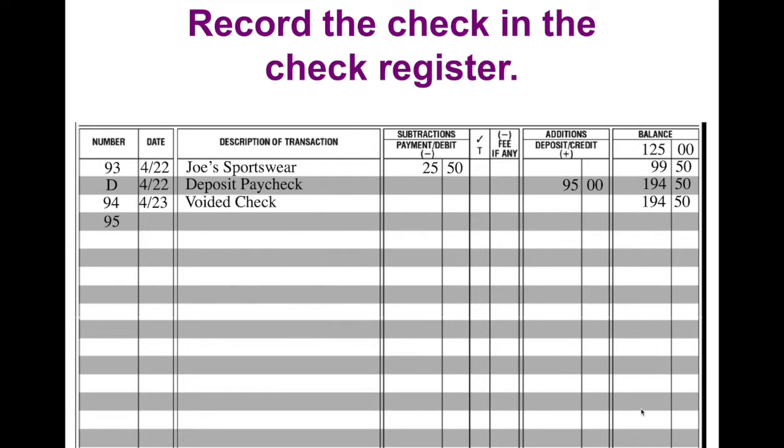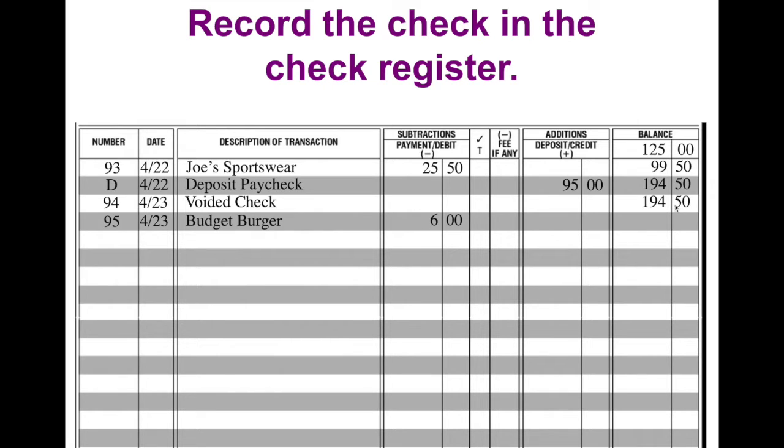So we're going to write the check number 95. The date is 4/23. We wrote out the check to Budget Burger. The total amount of the check was $6. Therefore, we put it in the subtraction or the payment column.